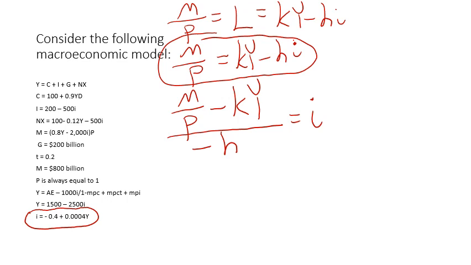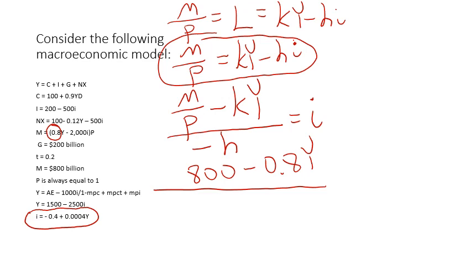So what is the nominal money supply? It's 800. P is 1, so we don't have to worry about it. What's K? Well, here is K. It's 0.8, and obviously we keep the Y. What's negative H? Well, H is 2000. It happens to be negative, so it's negative 2000. And all of that is equal to the interest rate.